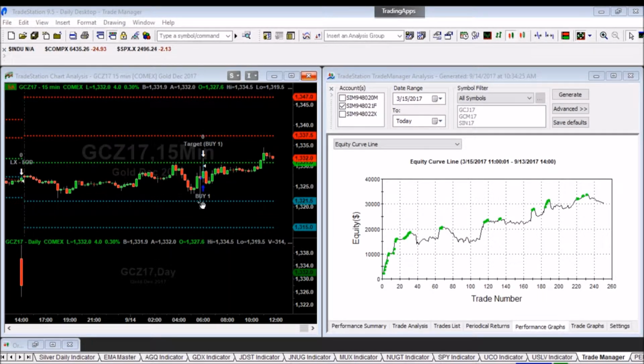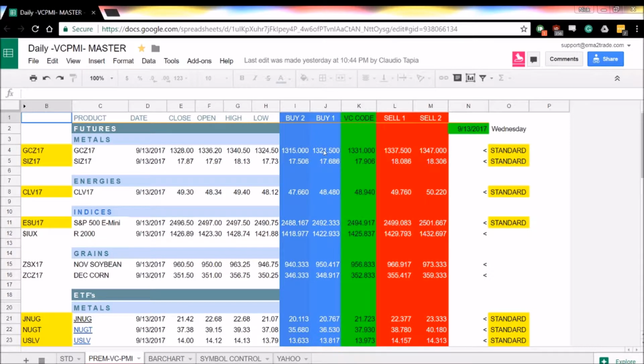And automatically, when the signal is activated, it structures the trade by identifying the profit factor, which is the first target, which is the average price of the mean for the day, or the VC code as we identify it in green. The signal was activated from buy 1. The target automatically is the VC code, or the level above. So if you activated at 1321.50 or in that vicinity, your target was 1331.